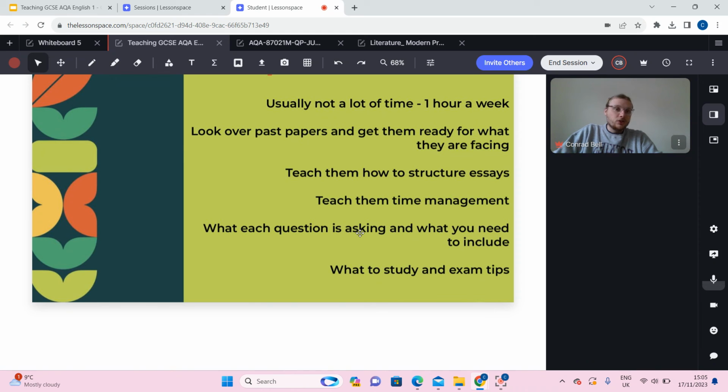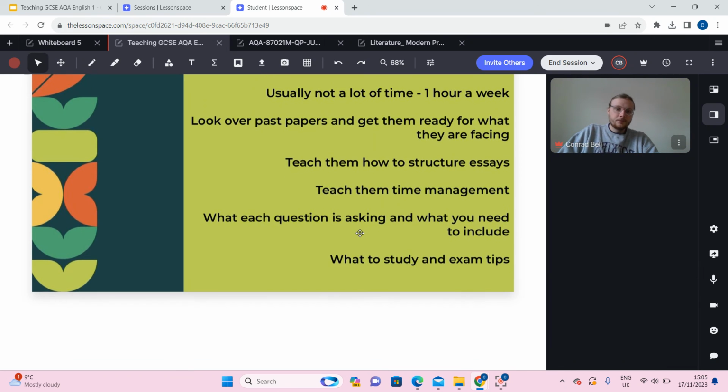So you need to make sure that the student is fully aware of what information to get down and what information not to include, because sometimes it'll be asking you to do one thing, and that's the only thing they want you to talk about, nothing else. So if they're talking about something else, they won't get marked on it, or they'll lose marks for it in some cases. And just general study and exam tips.